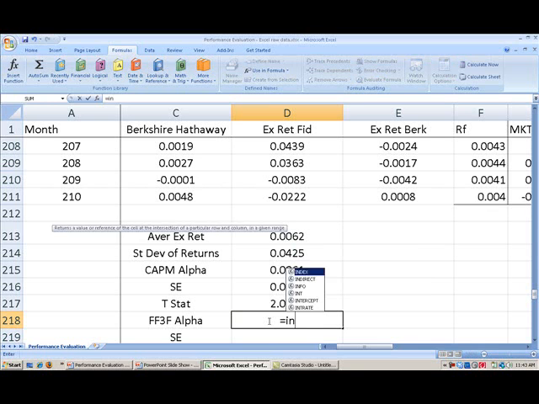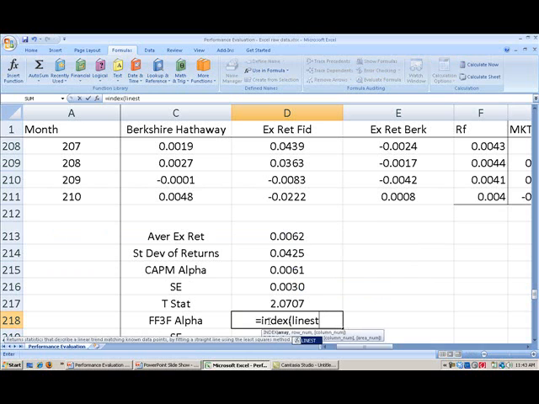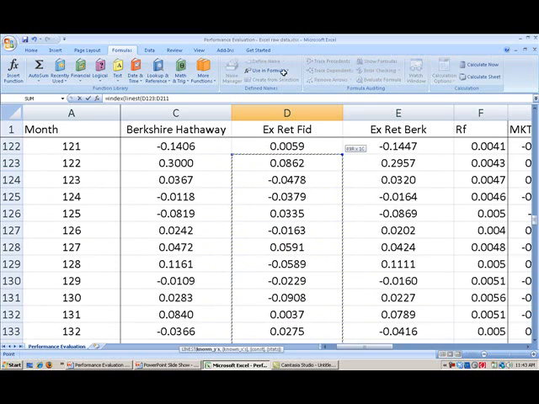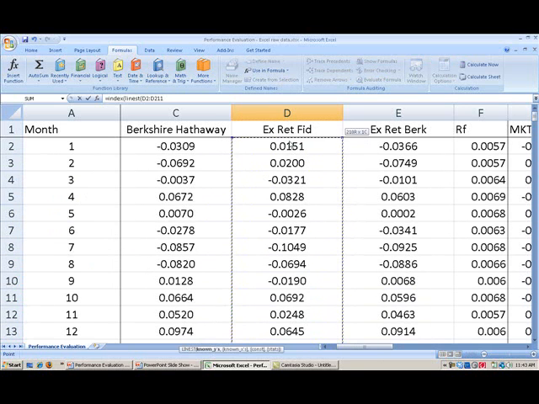We'll use the INDEX function again and the LINEST function again. The known y's are the excess returns on Fidelity. The known x's now, not the excess returns on the market, but the three factors, which we labeled 3_factors. We want a constant included, or the intercept. We also want statistics. Close the brackets.